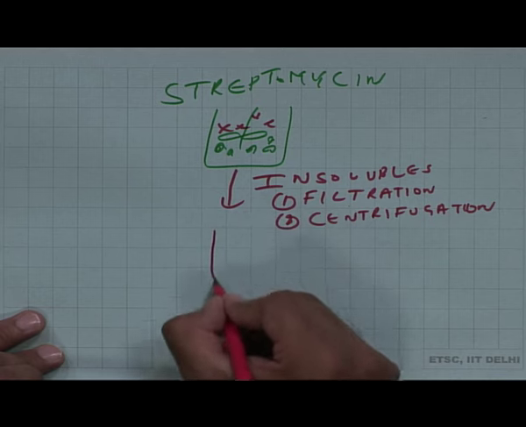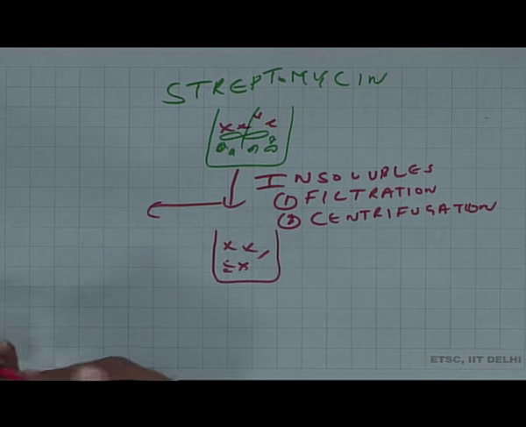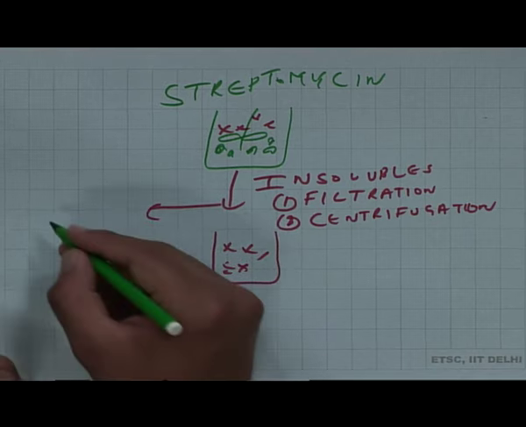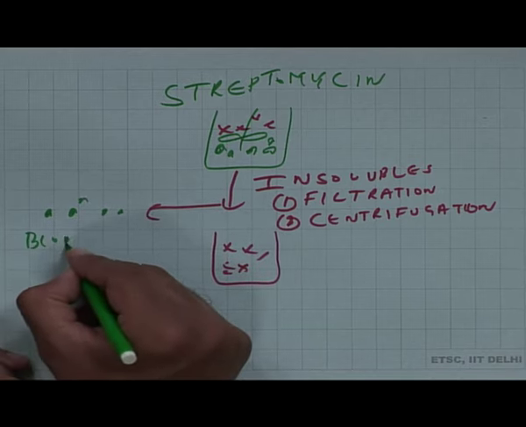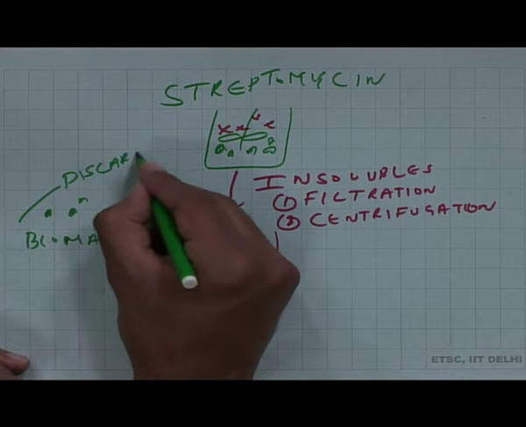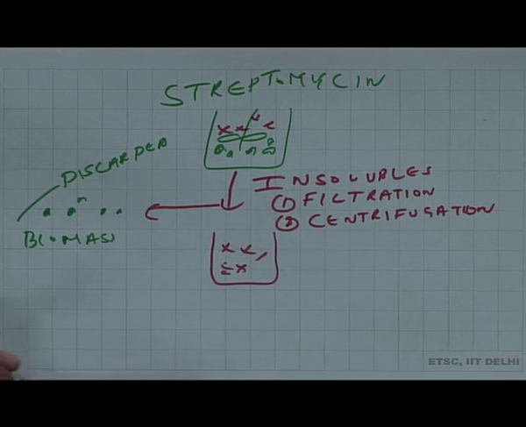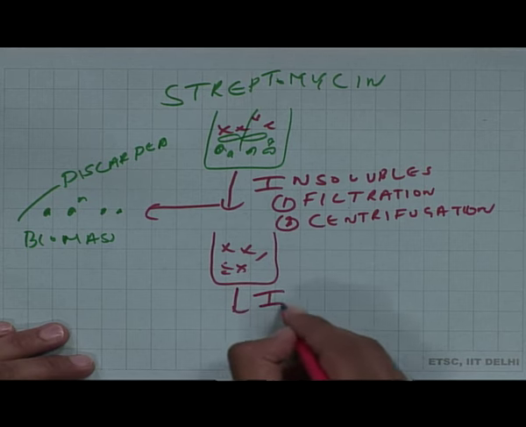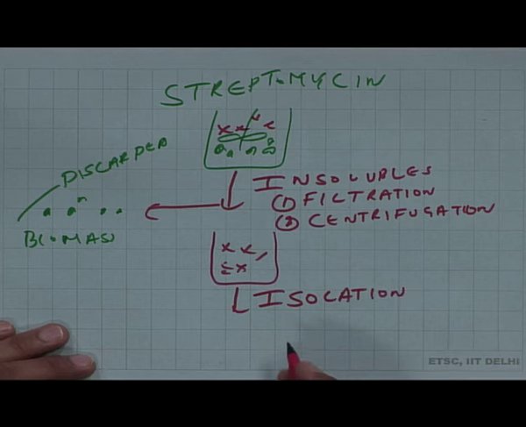Now, we have this biomass, and this is discarded. Now, you have this. Now, you want to do an isolation. So, this step is isolation, and you do isolation typically by solvent extraction.